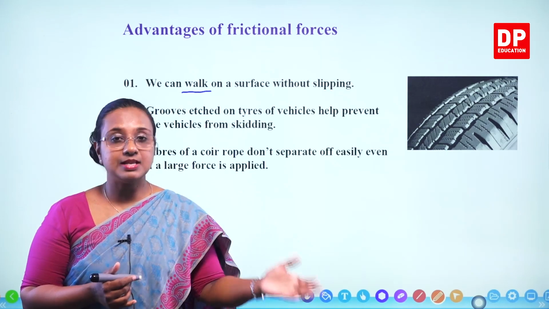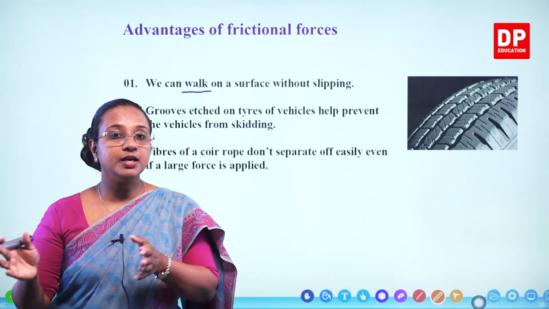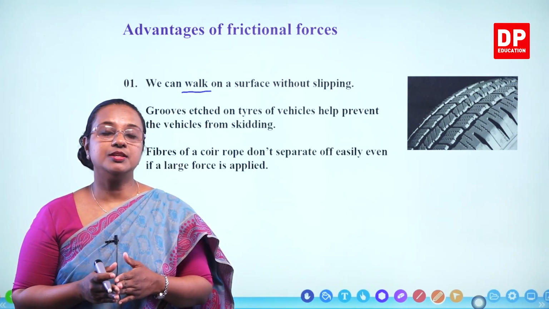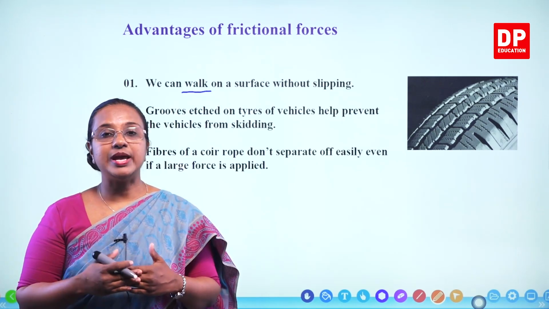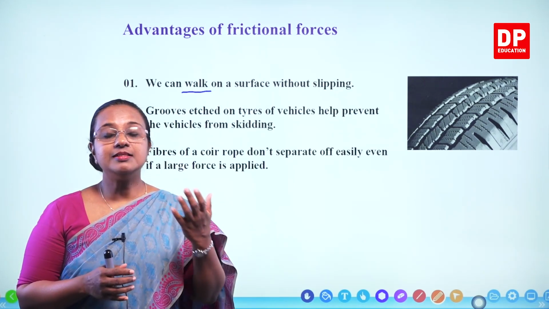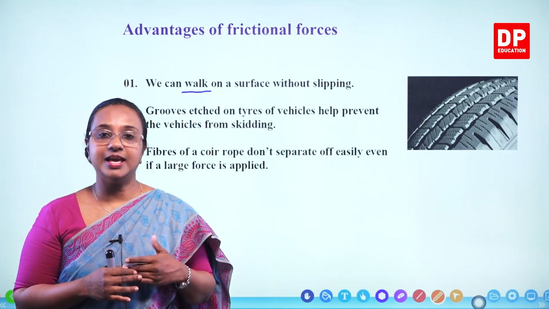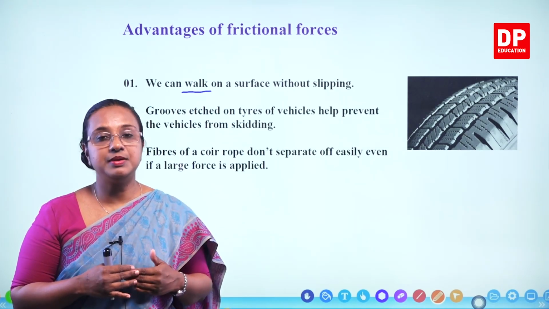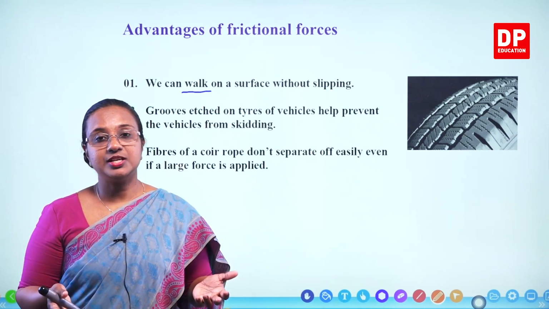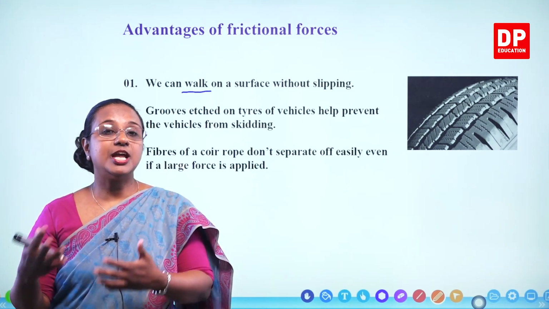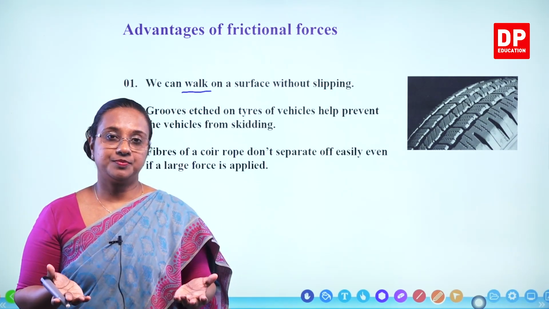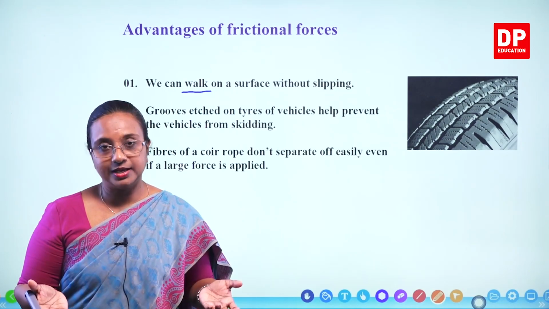walk without slipping. That is why when there is oil on the floor or when the floor is wet, the water and oil act as lubricating agents, what we discussed before. So they reduce friction and we tend to fall easily or slip quickly.